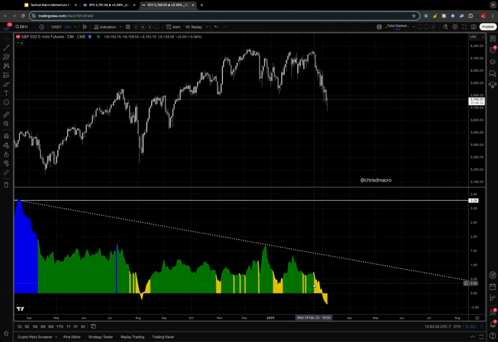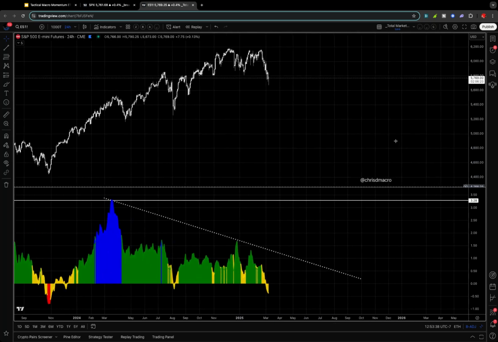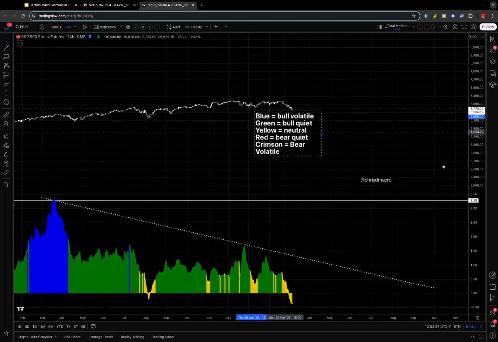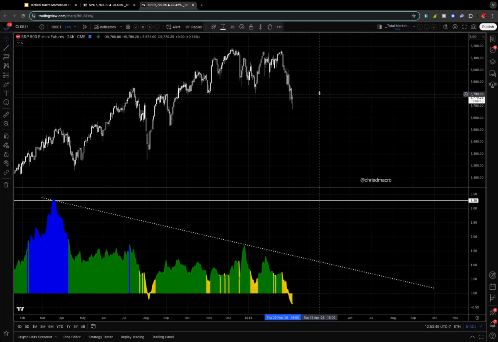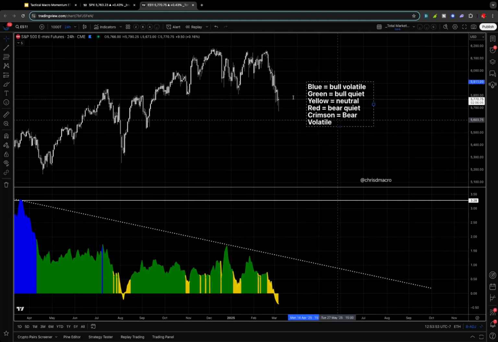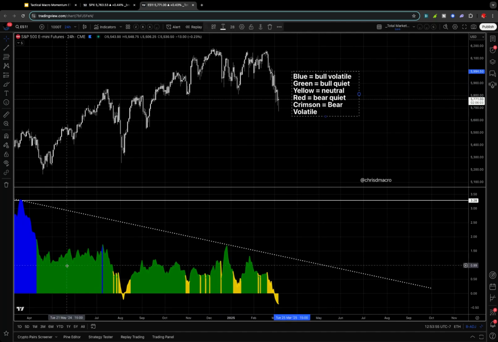The other thing I like to use these market regimes for is to identify what type of trading strategy we want to be in. When I'm in the green, the bull quiet environment, I want to be trending. I want to look for trending type trades. So I want to be either buying dips or buying breakouts as it rises. Okay.